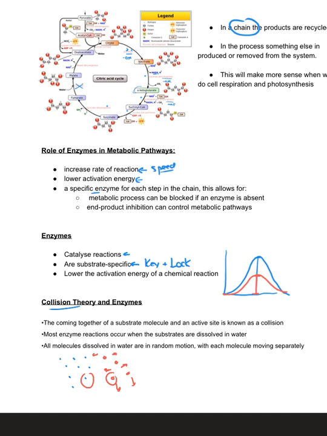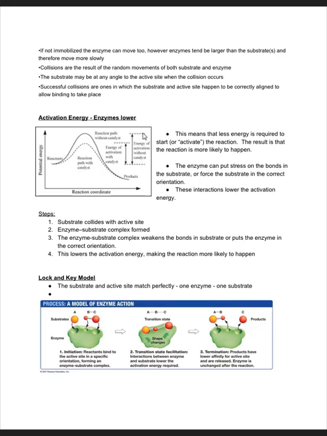So if we make these molecules move faster, like say by increasing the temperature, then theoretically we should make more products. The enzyme should work faster. Okay? Again, the collision is a result of random movements of both the substrate and the enzyme.